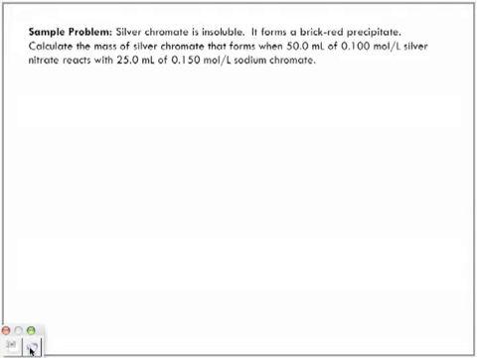Last sample problem. Silver chromate is insoluble. It forms a brick red precipitate. Calculate the mass of silver chromate that forms when 50.0 milliliters of 0.100 moles per liter silver nitrate reacts with 25.0 milliliters of 0.150 moles per liter of sodium chromate. So the first step is we want to come up with our equation. So here is our equation.